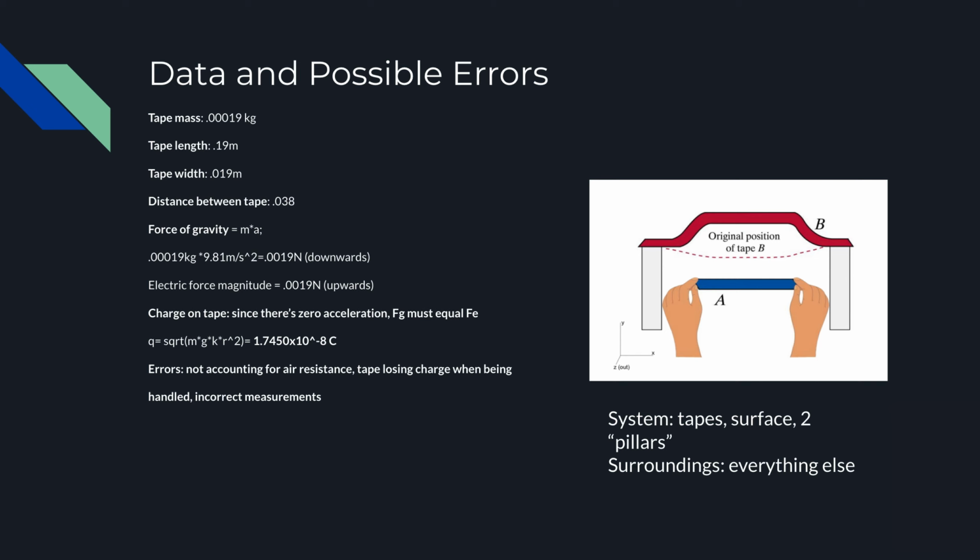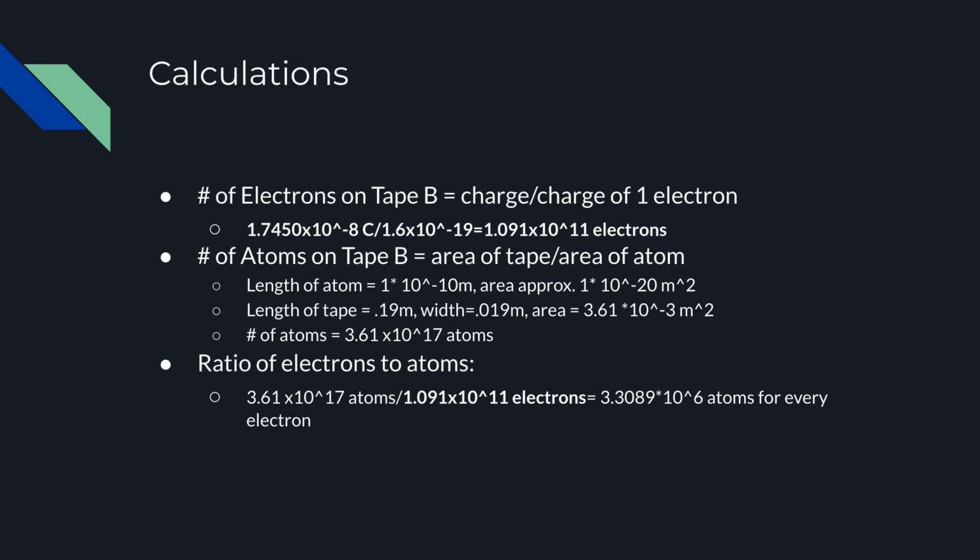Some errors in here may be not accounting for air resistance, like we mentioned before, as well as maybe the tape losing charges when being handled and incorrect measurements. And as always, the system was the tapes, the surface, and the two pillars, and the surroundings were everything else. Some calculations also from that initial experiment. The number of electrons on tape B is equal to the charge that we found divided by the charge on one electron, and that was 1.091 times 10 to the 11th electrons.